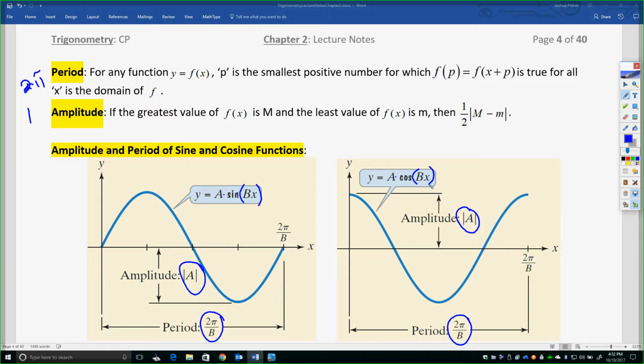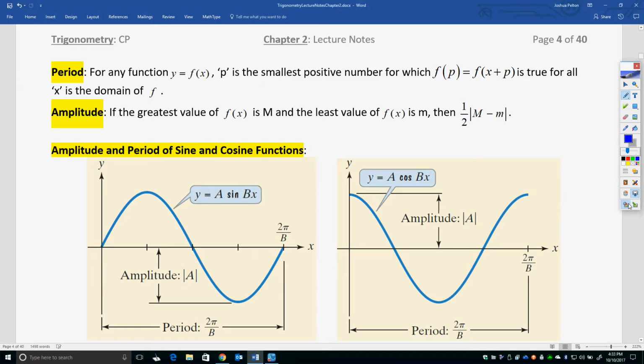Alright, so our new maximum values will no longer be 1 and -1 typically, unless it's a standard sine or cosine, and the period will not be 2 pi unless it's a standard sine or cosine. So let's look at some examples.